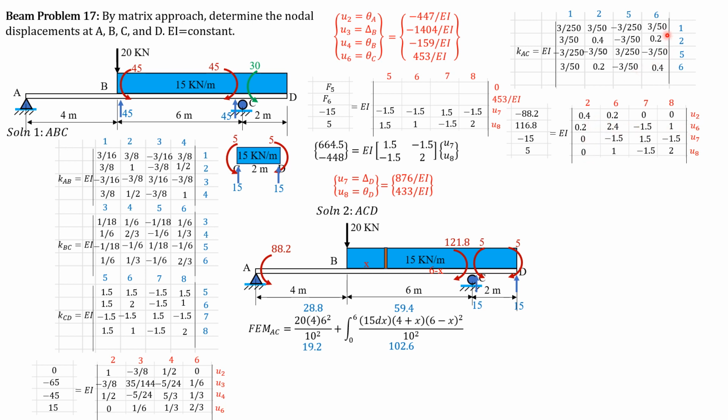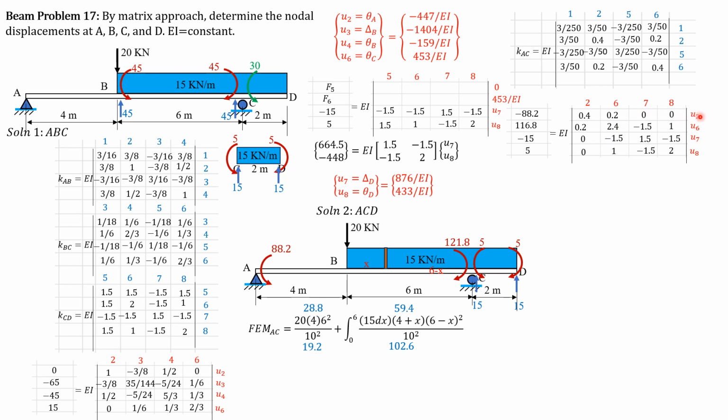6, 6, we have 0.4 here, and 2 here. So 2 plus 0.4, 2.4. 6, 7 is negative 1.5. 6, 8, 1. So 1. Then copy negative 1.5 and 1 here. 7, 7, there's none there. So 7, 7 is 1.5. 7, 8, negative 1.5. Then copy negative 1.5. 8, 8 is 2.